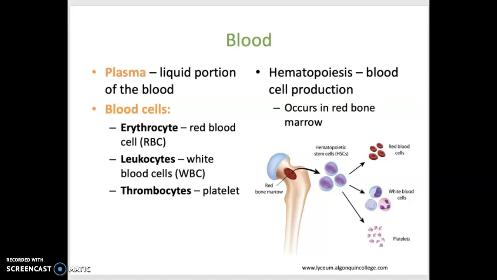And the third type of blood cell are thrombocytes. These are also known as platelets, and their function is to initiate blood clotting to prevent blood loss. And what's unique about platelets is that they are actually cell fragments. They're not complete cells.